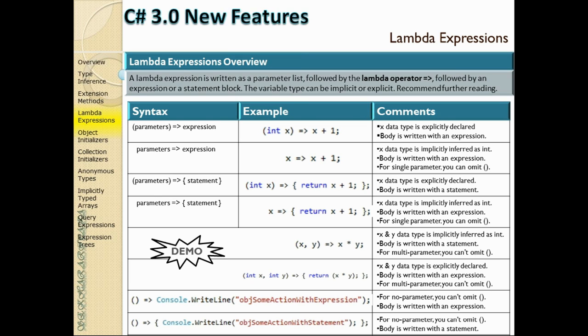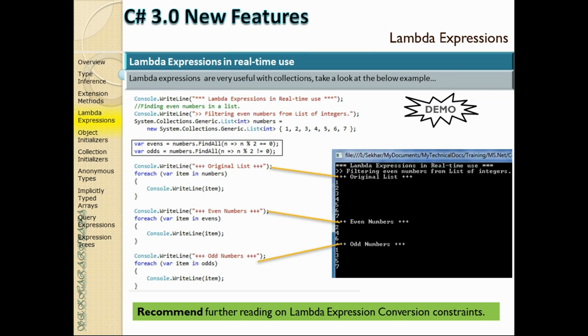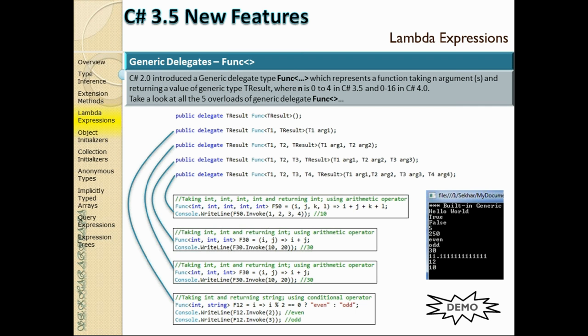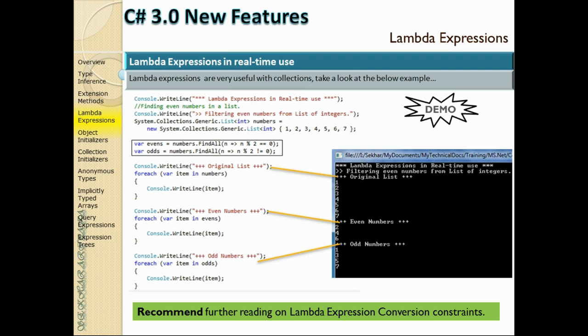including different ways of defining lambda expressions, with the explicitly declared body, as well as writing the body with an expression. All those different scenarios we did see with parameters, without parameters, how can we declare, all that we did see today, and with a very good example. In real-time usage, we did see a very good example of having even numbers and odd numbers. And then we'll continue with the next session with further details into lambda expressions, starting with the generic delegates that were introduced in the 3.5 framework. Okay, so let's continue with the next session.